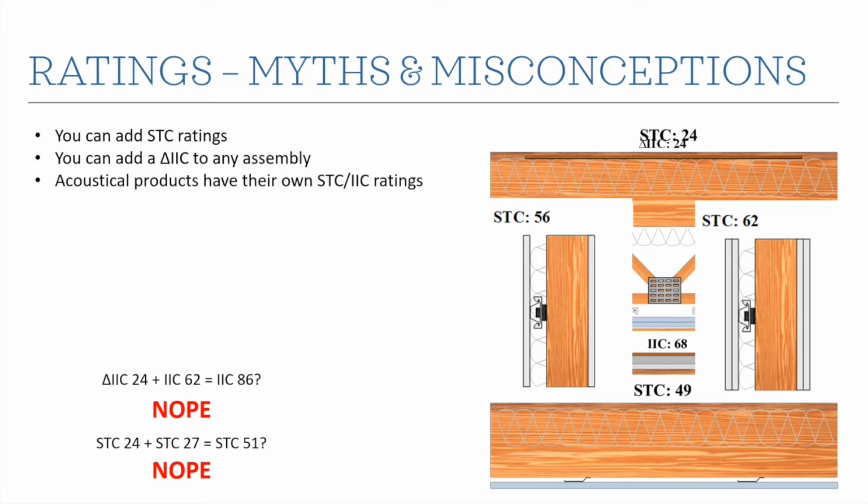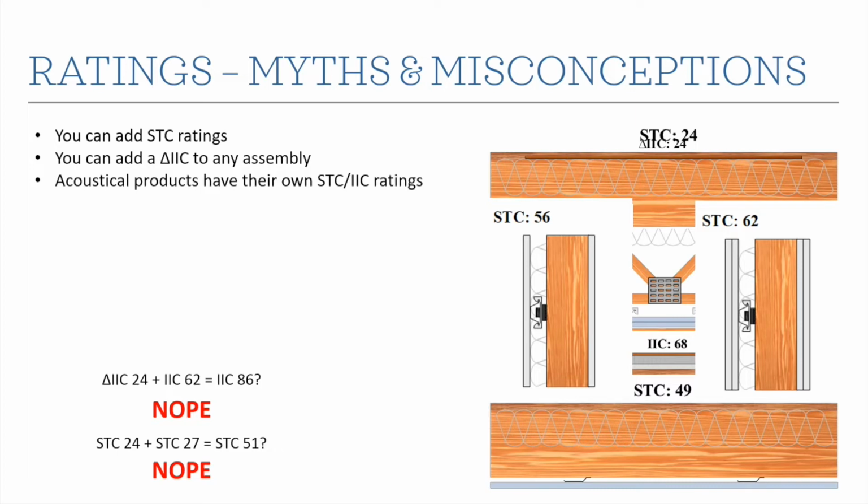So the first thing is you can add STC ratings. I've had people ask me about this before. Hey, I've got this base assembly that's an STC 35, and then I've got this other thing that tested at an STC 20. Can I just add the two together and get an STC 55? I wish that it were that easy, but unfortunately it's not.